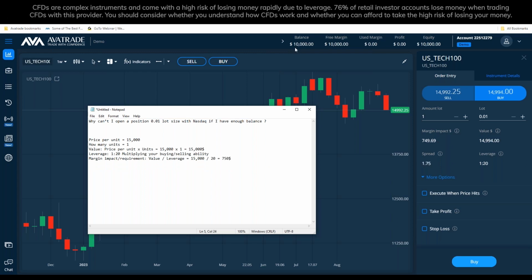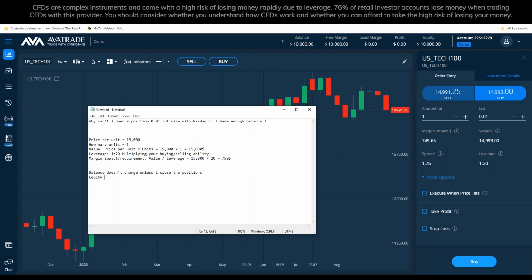Now, look at the balance. The balance only shows me the initial budget. It shows me the initial sum, but it doesn't show me exactly how much I have available at the minute. Now, what do I mean by that? Balance doesn't change unless I close the positions.